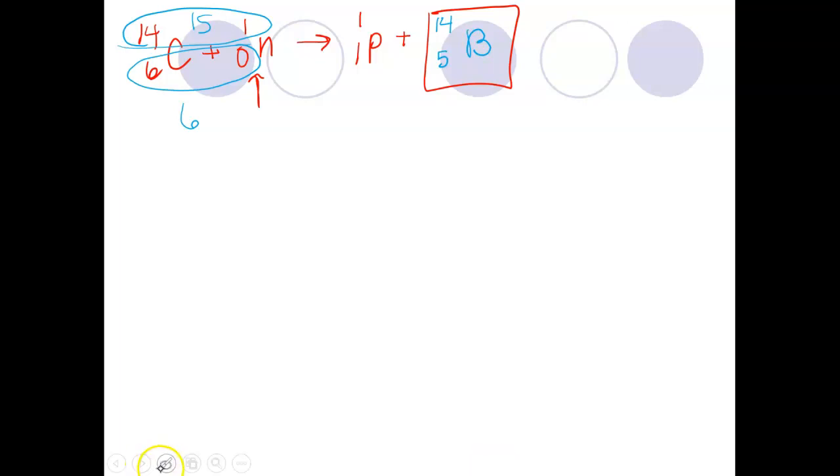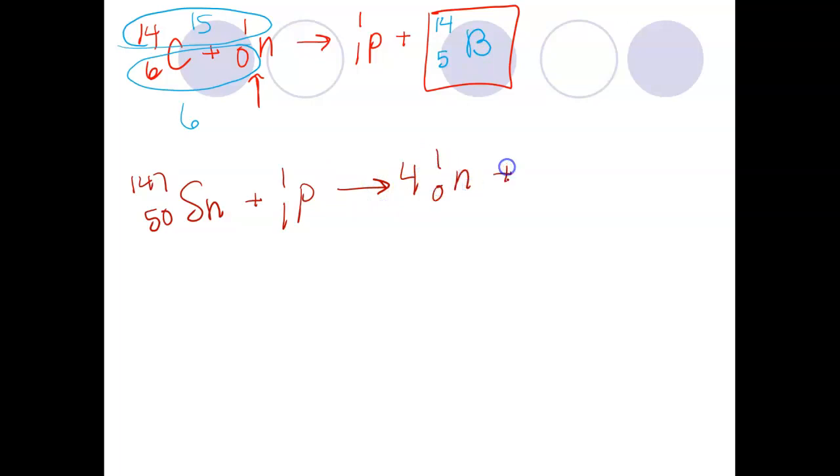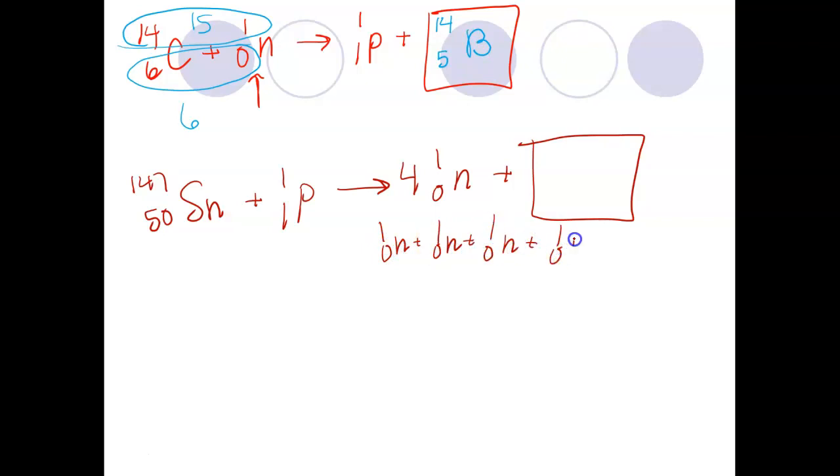Okay, so let's do one where we have coefficients. So let's go with 147, 50, 10. And I bombarded it with a proton. And what happened is, on the other side, we broke off 4 neutrons, and then we're trying to figure out what the heck is going on here. So 4 neutrons, we could either write it like this, or with a 4 out front. But what you have to be careful with is that's going to impact the number on the top.